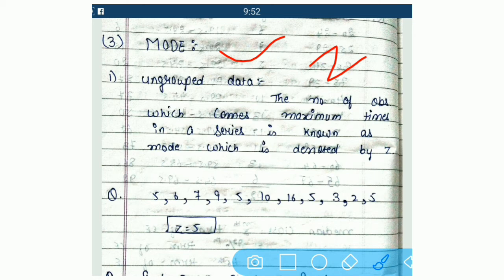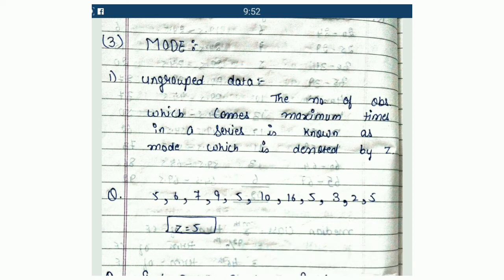Again, what is mode? Mode is an average value which can be defined by arranging data or by finding out the highest value from the given observations. Mode is an average value which can be defined by the highest value from the given observations. Again, there are two types, ungrouped data and grouped data. Firstly, we are moving with the ungrouped data.